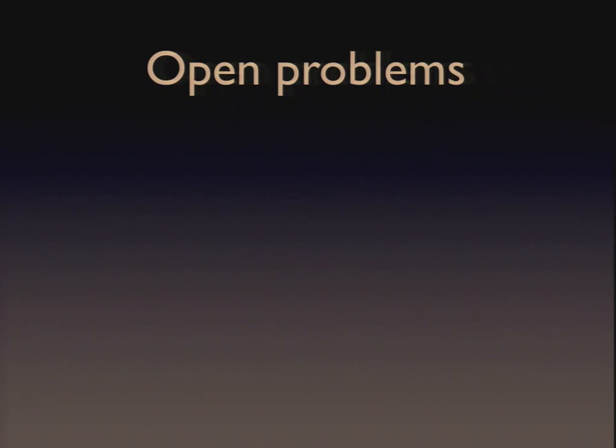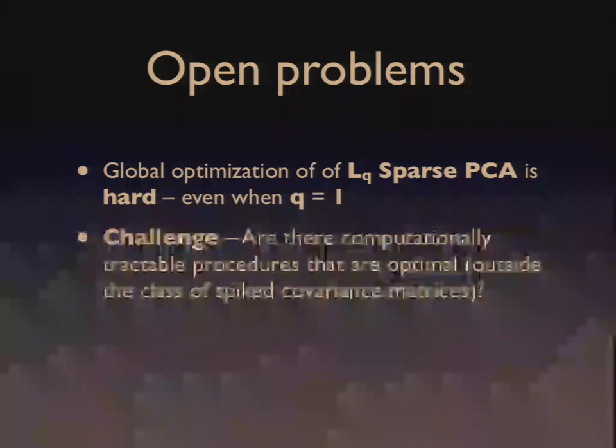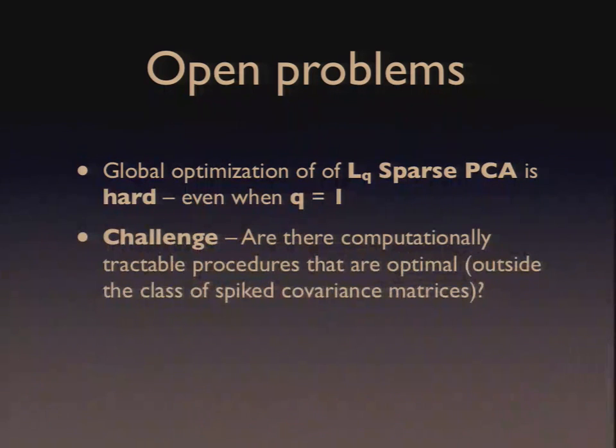There are some open problems that are left by our paper. The first one is that the LQ sparse PCA procedure, you wouldn't actually be able to compute it. Okay, so the optimization problem is hard, even when Q equals 1. So a challenge that is open is: are there computationally tractable procedures that actually attain the optimal rate?